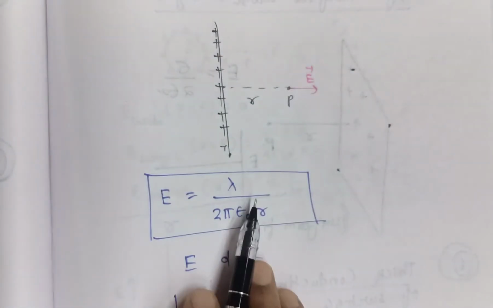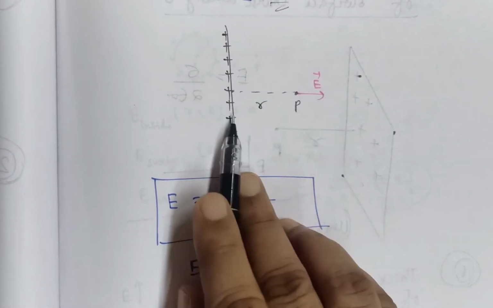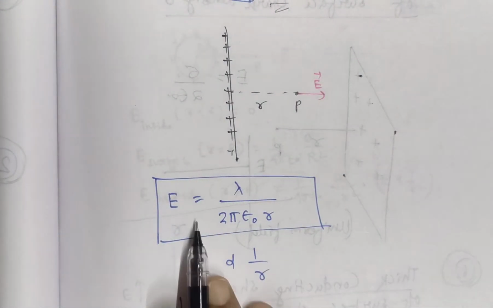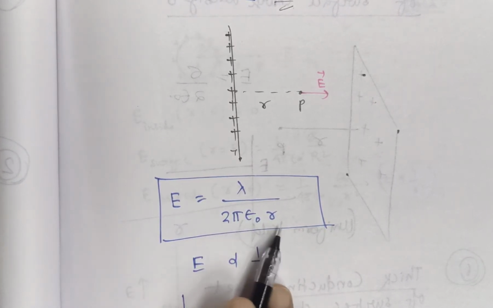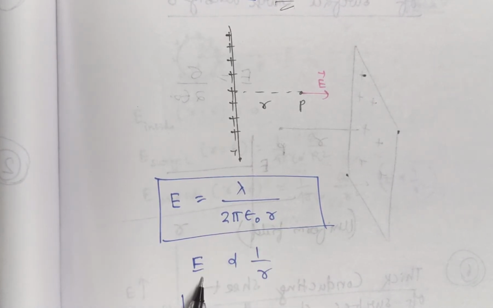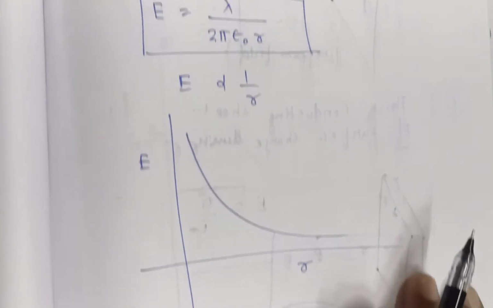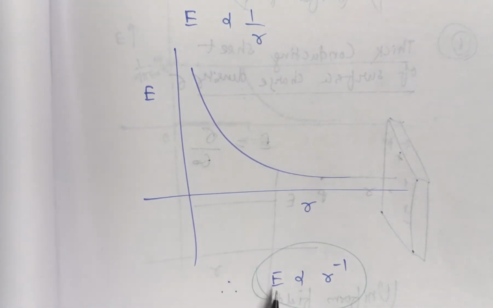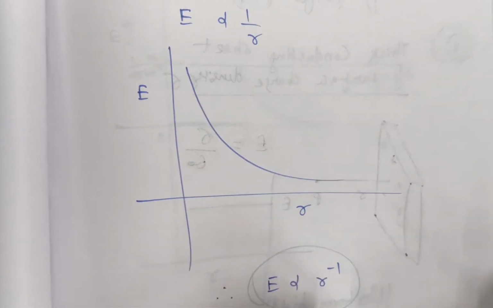Then our next problem was the infinite straight line of linear charge density lambda. If the desired point P is at distance R from this line, the intensity direction is right as it is a positive charge, and its formula we have discussed today from Gauss theorem, that is lambda divided by 2 pi epsilon 0 R. Here also E is proportional to 1 by R. With increasing distance, intensity decreases, and the variation of intensity with respect to R will be like this. If it is taken as a power of R, 1 by R means the power of R will be minus 1.